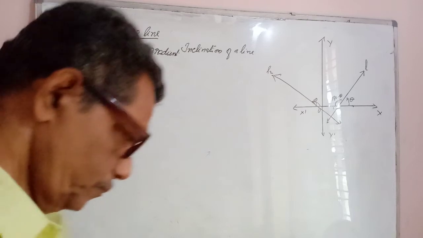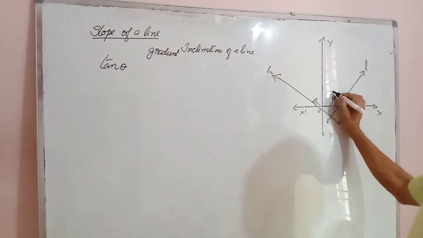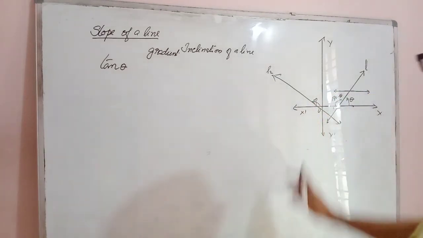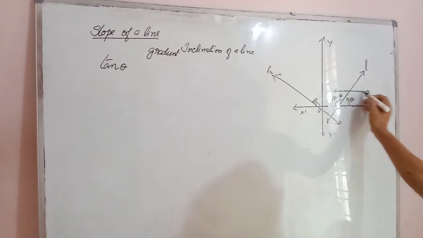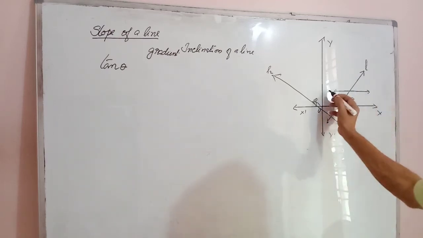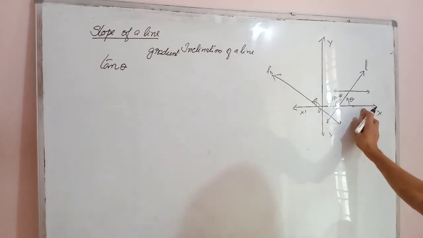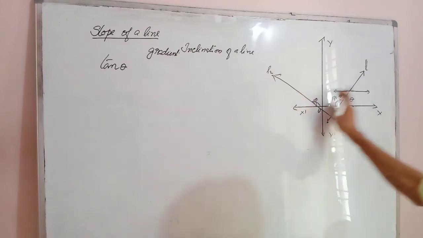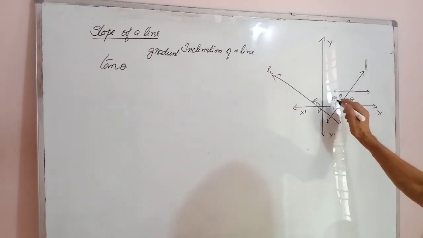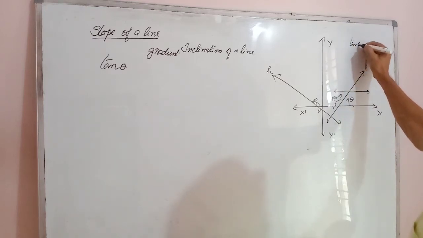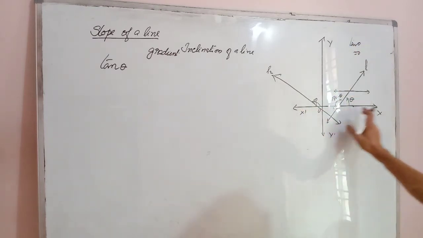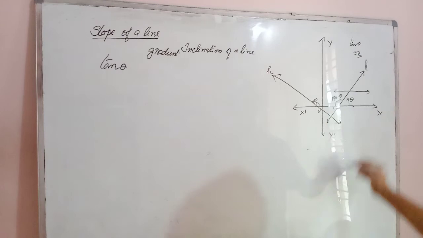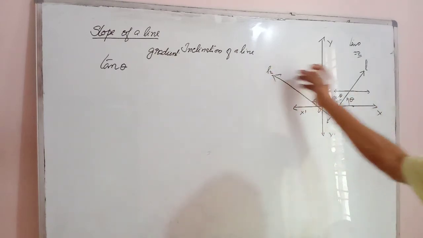Now look, what can you say about this line? This line is parallel to the x-axis. The inclination of this line is 0. Why? This line doesn't make any angle with the x-axis. So the inclination of a line parallel to this, called a horizontal line, is 0. So its slope is tan 0, equal to 0. The slope of the x-axis also is tan 0, that is equal to 0. So slope of a horizontal line is always 0.